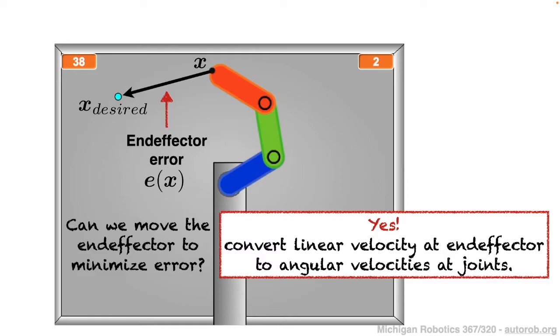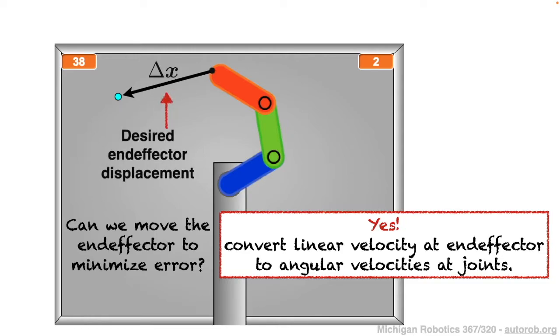So if we think about the end effector error, this displacement error, as being a sort of linear velocity that we would like for the end effector to take, then if we could convert that linear velocity at the end effector into the corresponding angular velocities at the joints, we could then reason about how the end effector can be moved in this desired direction that will minimize the error in our end effector's position.